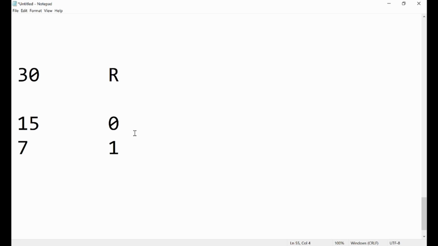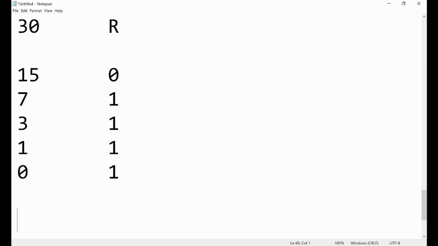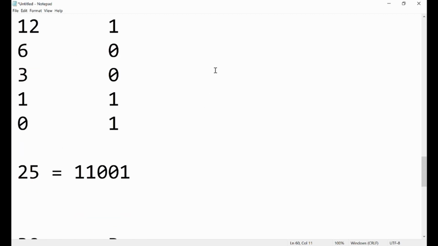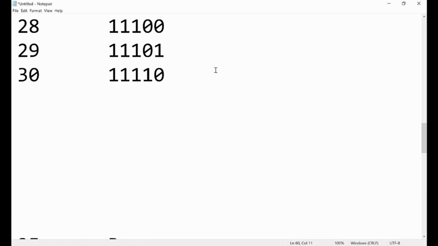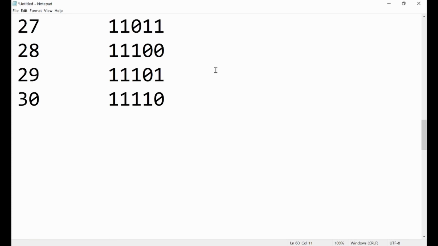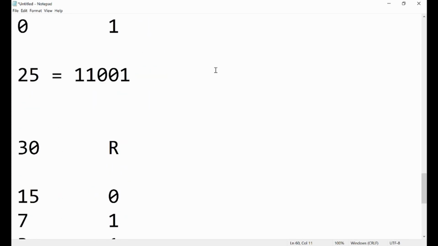Okay, good. Now, how many times will 2 go into 7? 3, remember. How many times will 2 go into 3? 1, remember. How many times will 2 go into 1? 0, remember 1. So what is your answer? 11110. Excellent. Check what we did by the pattern. Is it the same? Good. So that is it.